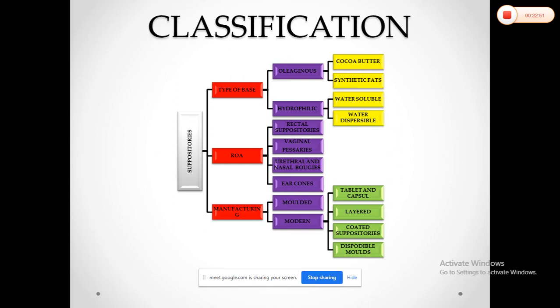Then the second one is vaginal suppositories. These are meant for introduction into the vaginal cavity. They are also known as pessaries, and they are larger than the rectal suppositories, weighing about 3 to 5 grams. They are usually molded in a globular or oviform shape. Here we have seen rectal suppositories prepared in the torpedo or bullet shape, while vaginal suppositories are usually molded into the globular or oviform shape, and they provide local action.